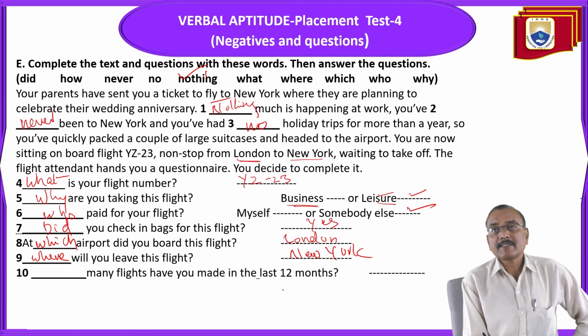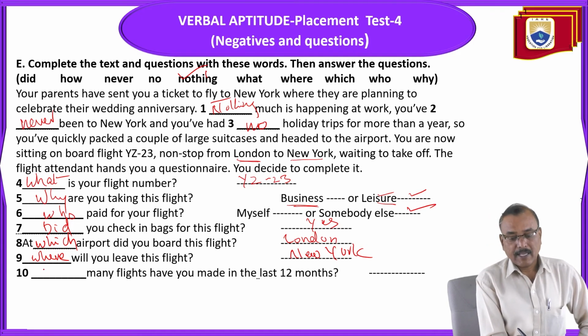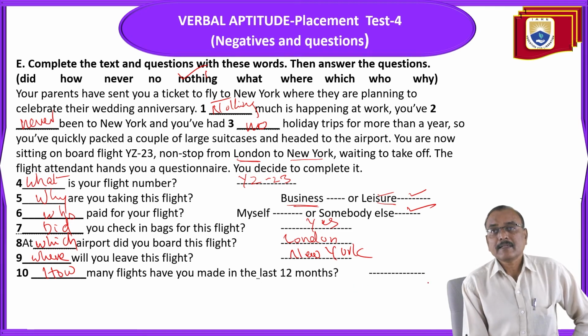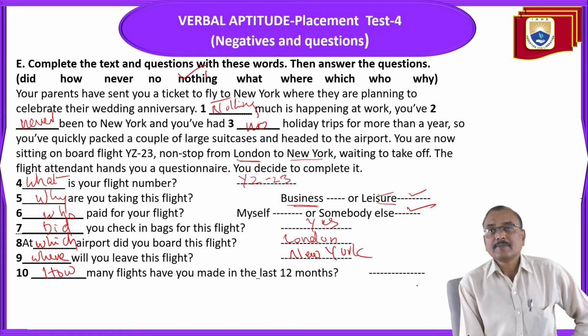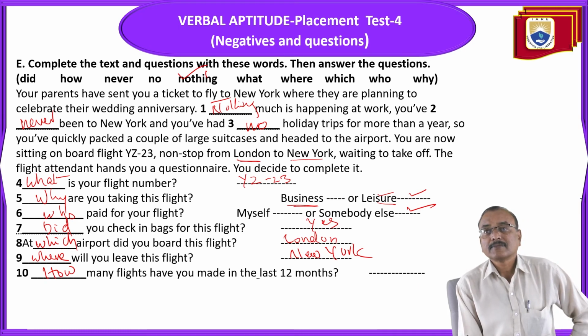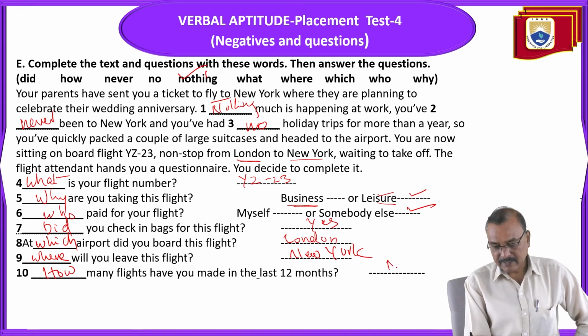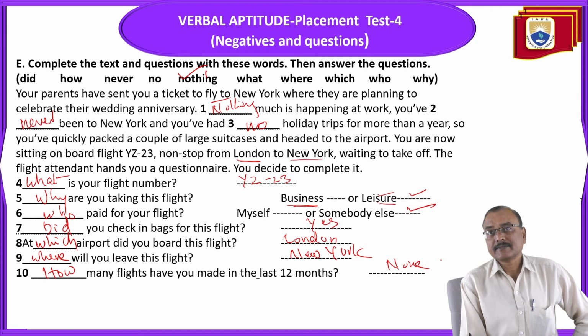Dash many flights have you made in the last 12 months? How many? Okay, how many flights have you made here in the last 12 months? None. Answer: this is the first time, no? None. So here, nothing is 1.